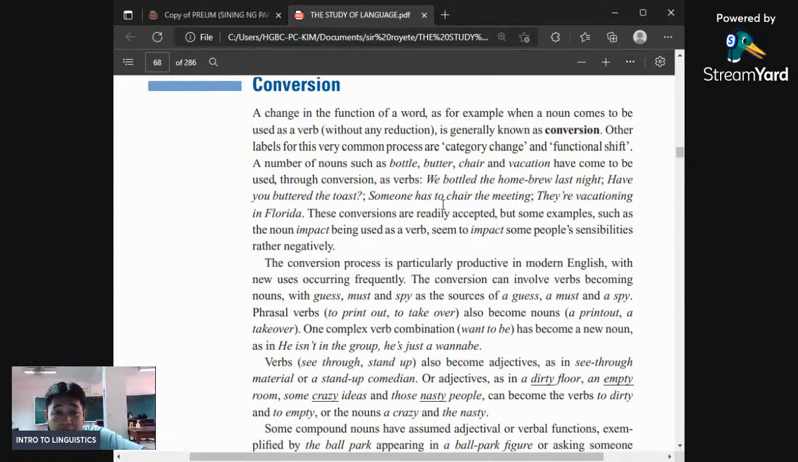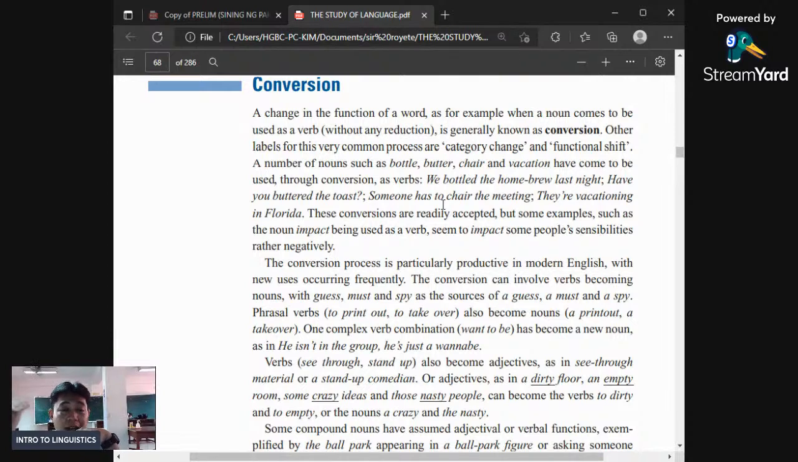That's conversion. And someone has to chair the meeting. Someone has to chair, to plus the base form of the verb. So yung chair, nagiging verb diyan sa sentence natin. They're vacationing in Florida. So yung vacation, nagiging vacationing, right? Because they are having a vacation in Florida, ginawa niyang verb yung vacation, with ing. So naging gerund form of the verb, di ba? So that's what we call conversion.